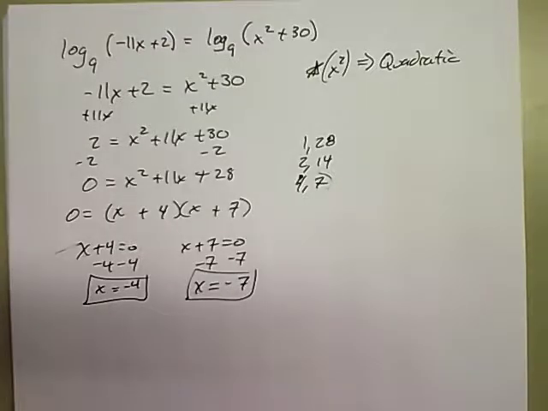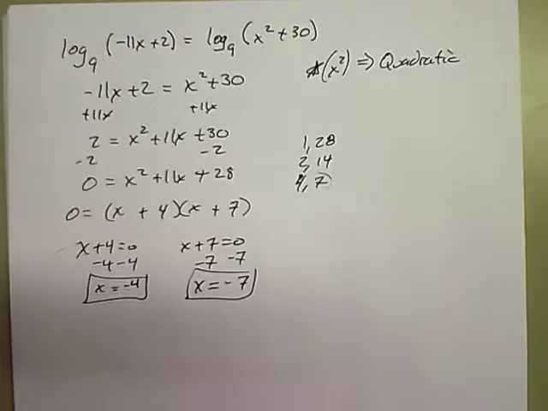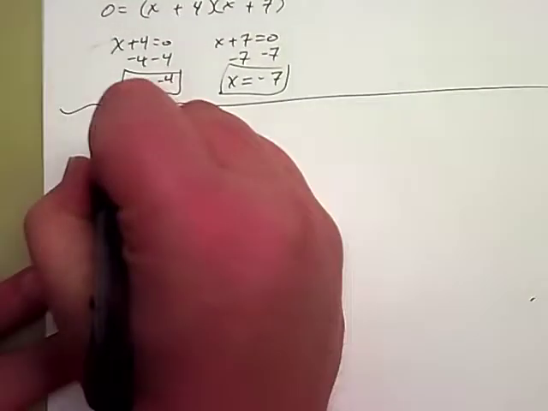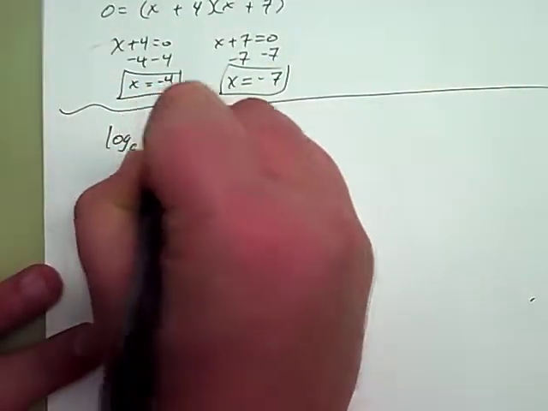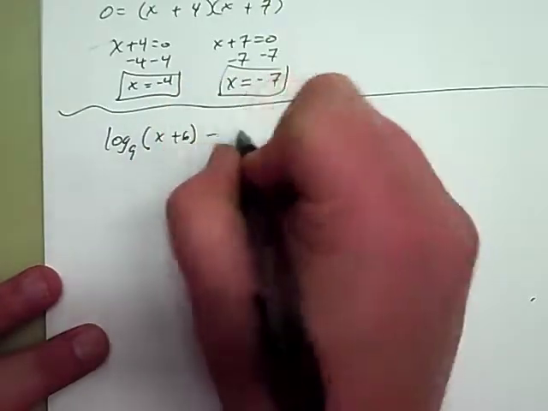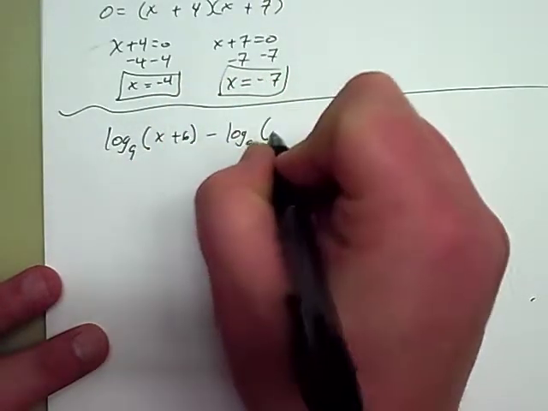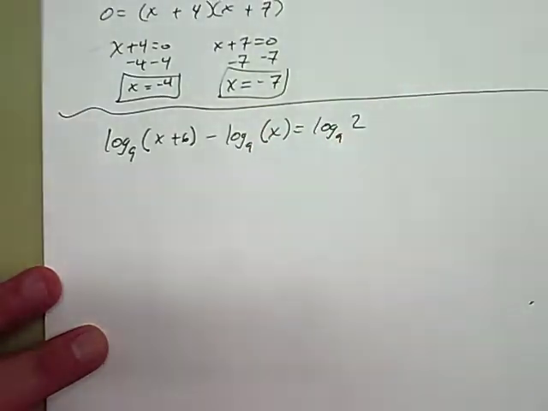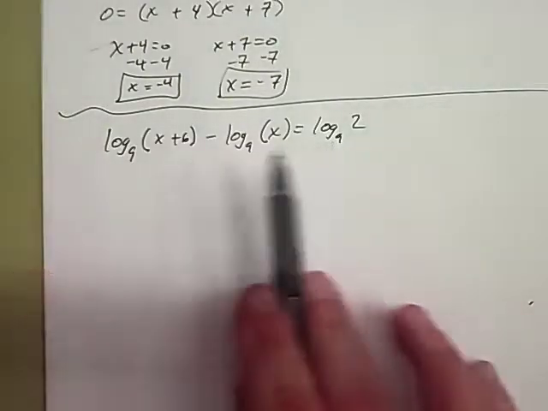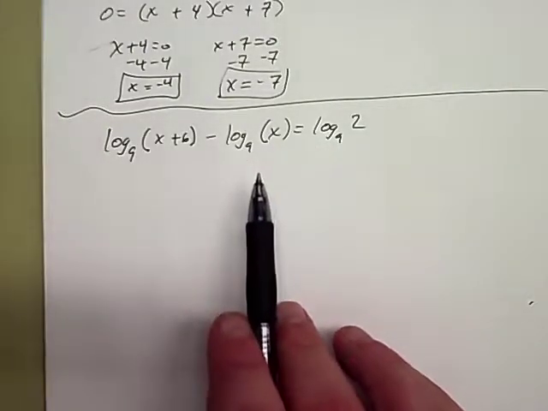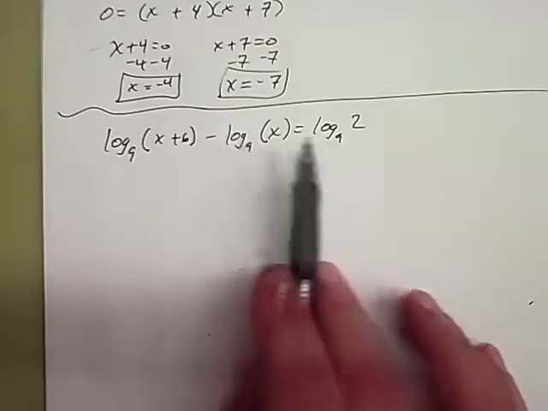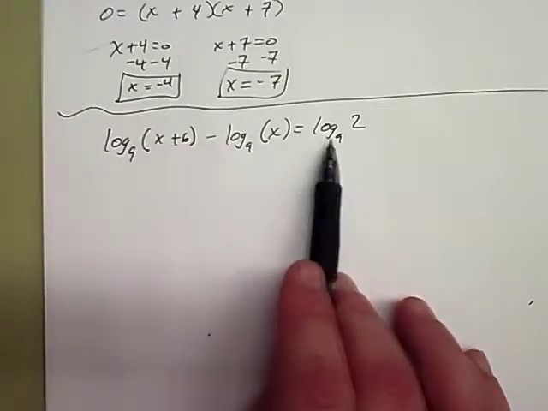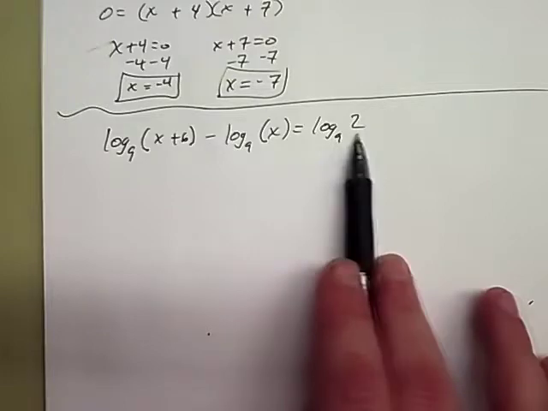Now, let's try another one here. This one's going to make things a little bit more interesting. Let's go log base 9 of x plus 6 minus log base 9 of x, and that's going to equal log base 9 of 2. All right, so I have logs on both sides. Now, this is going to be a type 1 equation where I have logs on both sides. I need to make sure that I have only one log on each side. So over here I have 2 logs, and over here I have 1 log.